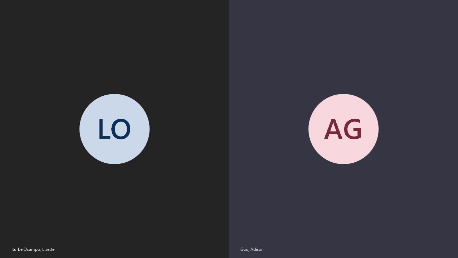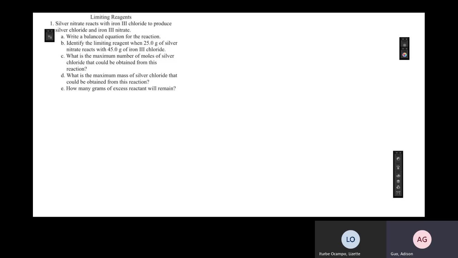Okay, so in this problem, we're going to have to write an equation. We're going to have to determine which one's the limiting reagent, figure out how many moles of product it makes, and then the mass of product, and then grams of excess reactant. Ooh, okay, that's interesting. So first steps first, we're going to have to write this reaction and then balance it.